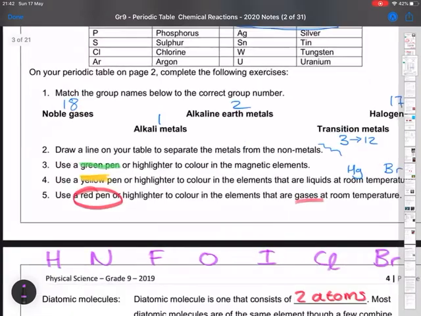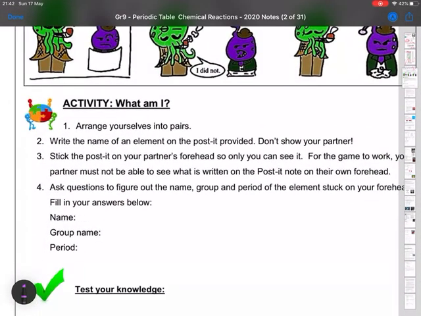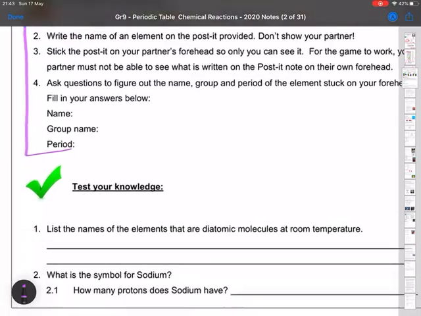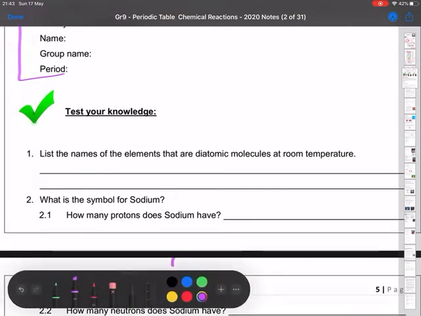Okay, this activity I would like you to please do with a friend. So obviously normally we do it face to face in class, but it's fine, you can still do it with a friend. If you don't have a post-it, then just lick a piece of paper and stick it on your forehead, and then your homework will be to do the test your knowledge. Test your knowledge starts here on page 4 and continues onto page 6.